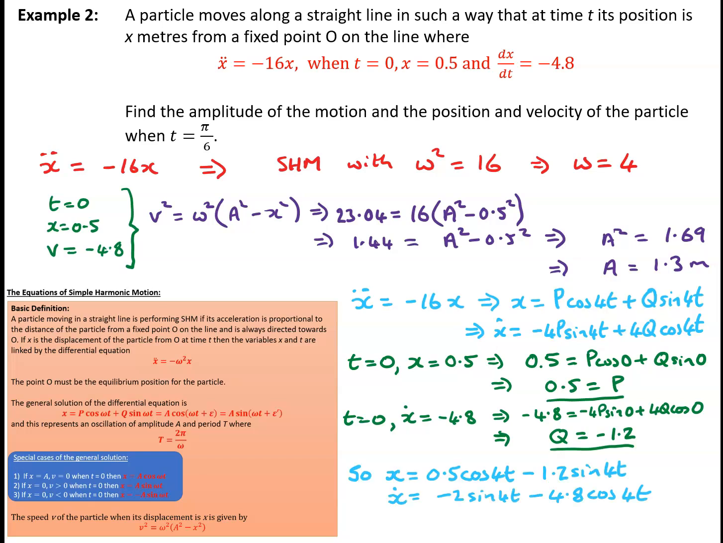So the solution of the equation is x is 0.5 cos 4t minus 1.2 sin 4t. And x dot, by differentiation, is minus 2 sin 4t minus 4.8 cos 4t. So if we substitute in t equals pi by 6, that's going to first of all give me x is minus 1.289, and then secondly it's going to give me the velocity x dot is 0.668.